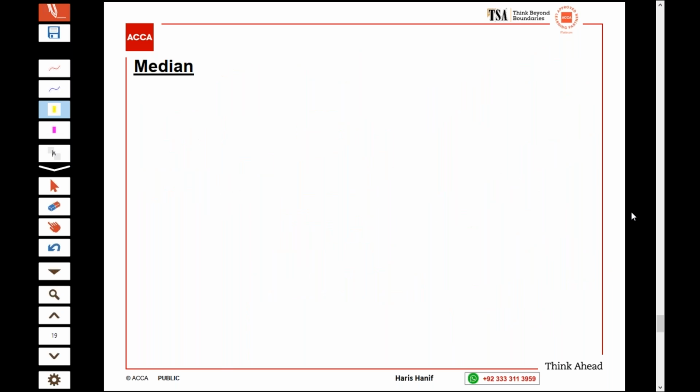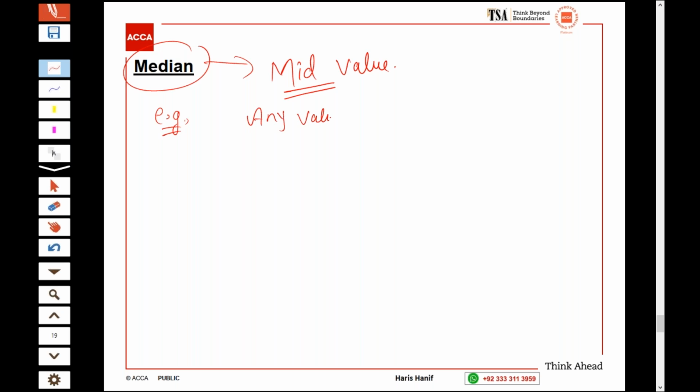Let's now move on to the next question, that is the median. Now, what is a median? Median is something which is a mid value. For example, okay, this is any value, like complaints, like number of students absent, like the cost, any value.